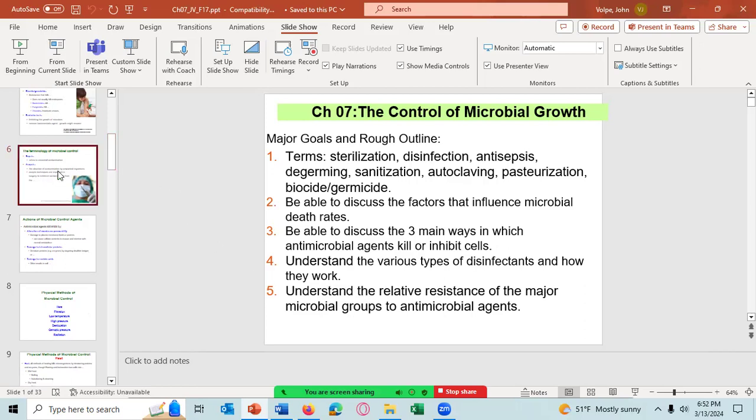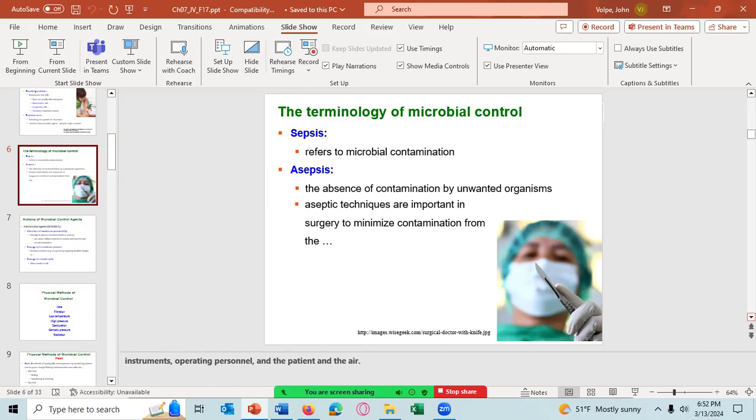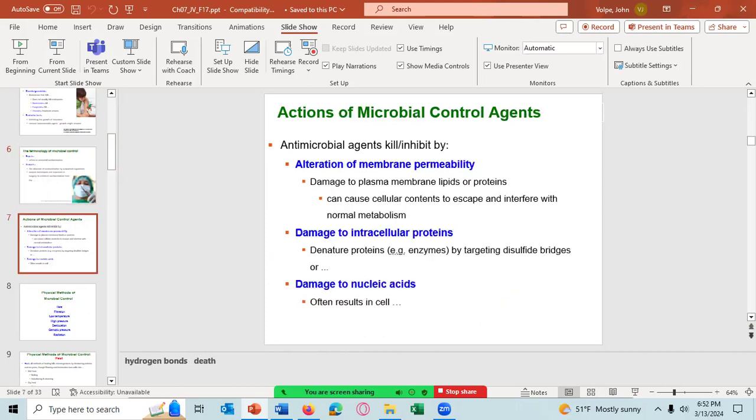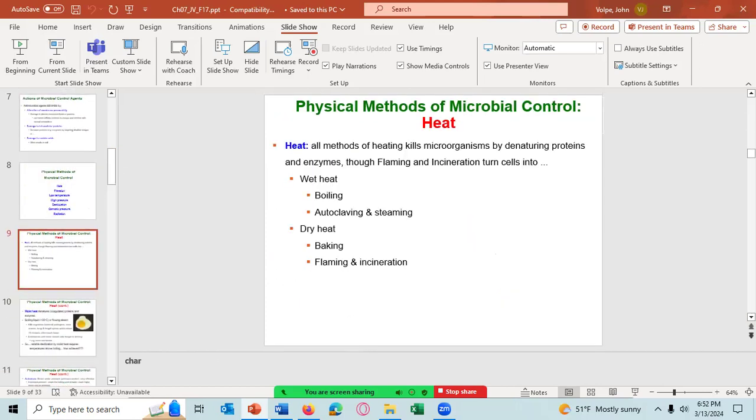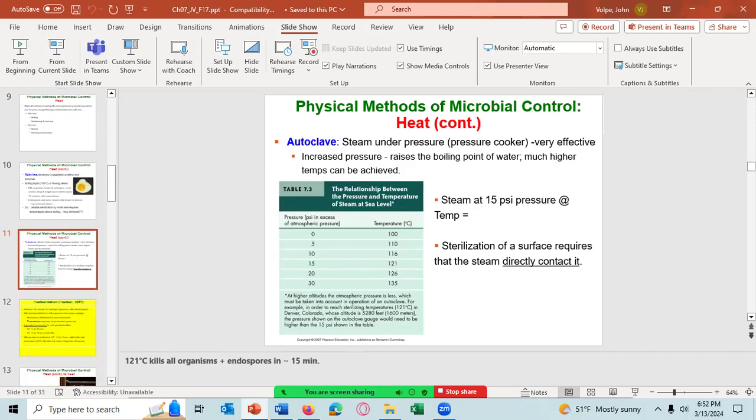Any questions about chapter 7? Just looking to see if there's anything I want to discuss.